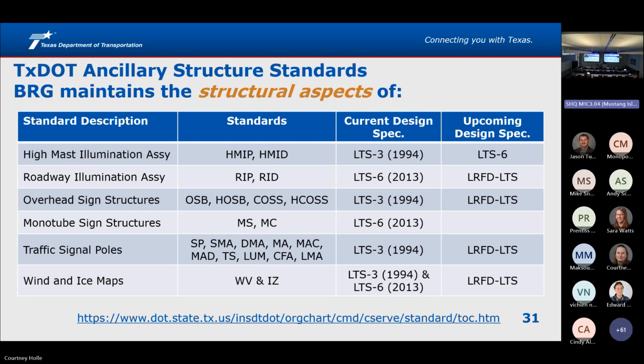We are looking at the traffic signal poles. That is taking priority over, say, the monotubes, because we are at the LTS 6. There were some updates due to research for the fatigue stuff, but we are looking into those in depth and taking it to the LRFD since we are starting that.